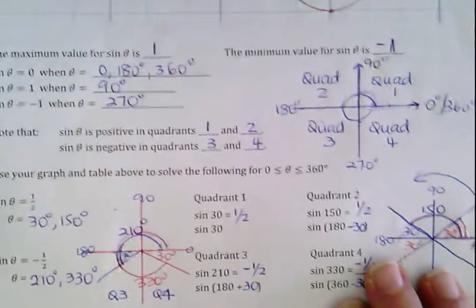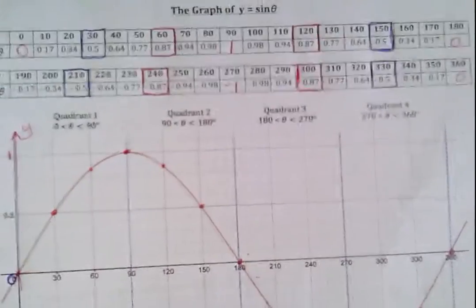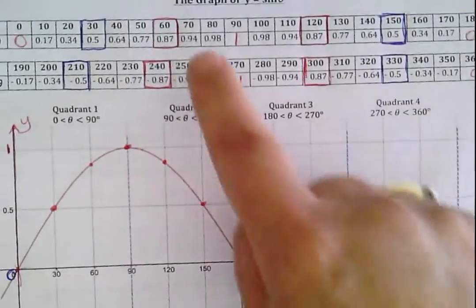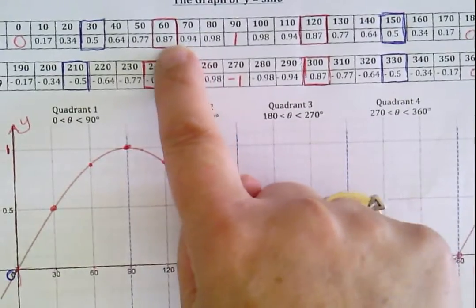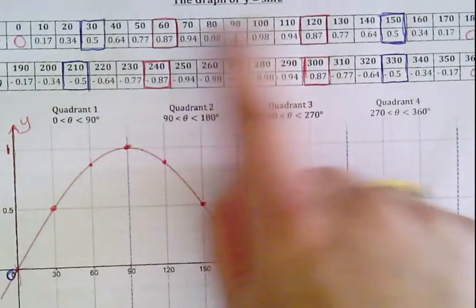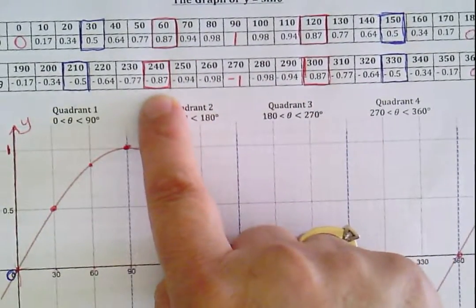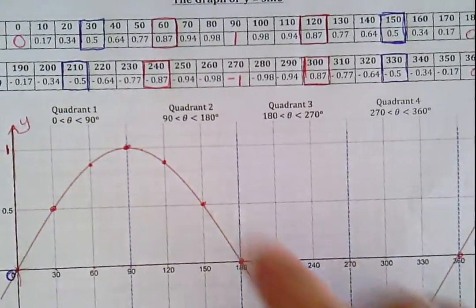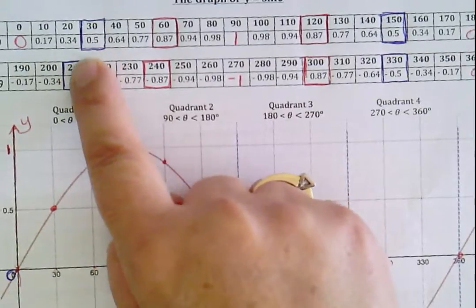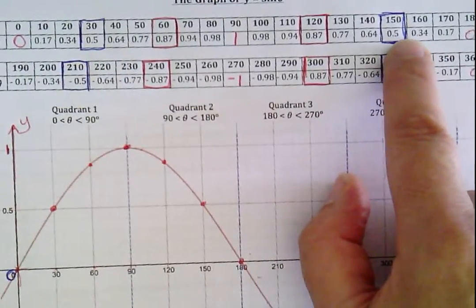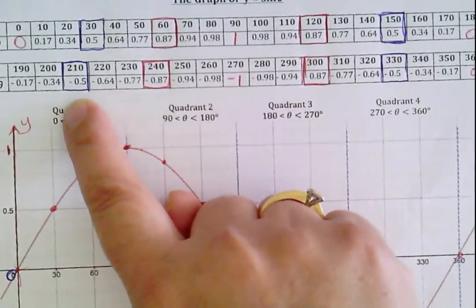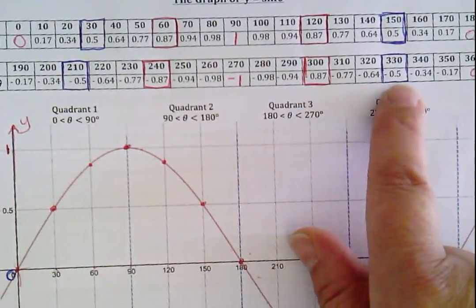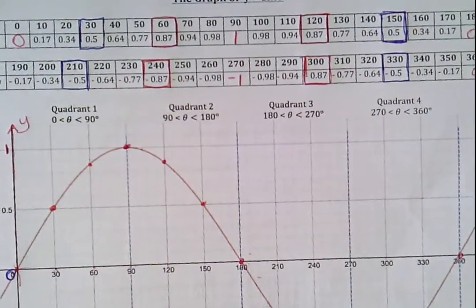And then we looked at how, for example, with the red values there, they're all very similar, but sometimes it's positive 0.87 in quadrants 1 and 2, but negative 0.87 in quadrants 3 and 4 for certain values. Same thing with the blue one. Sine 30 was a half, sine of 150 was a half, but sine 240 was negative a half, and sine 330 was also negative a half.